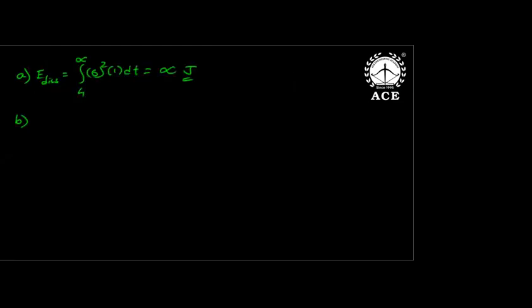Second bit, energy stored up to infinity. Energy stored up to infinity is the energy at t equal to infinity. But current at t equal to infinity is also 6 only. Now that is half L I square, which is also 36 joules.